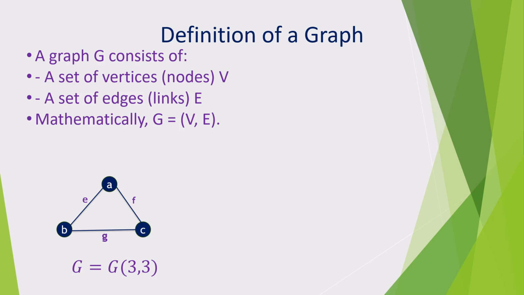In this graph, there are three vertices. So the first three represents the number of vertices and the second three represents the number of edges. For this graph G, the vertex set of G, denoted as V or V(G), is equal to {A, B, C}. Here three vertices A, B, C are present in graph G. And there are three edges E, F, G in graph G. So we can write the edge set of G as E or E(G) equal to {E, F, G}.